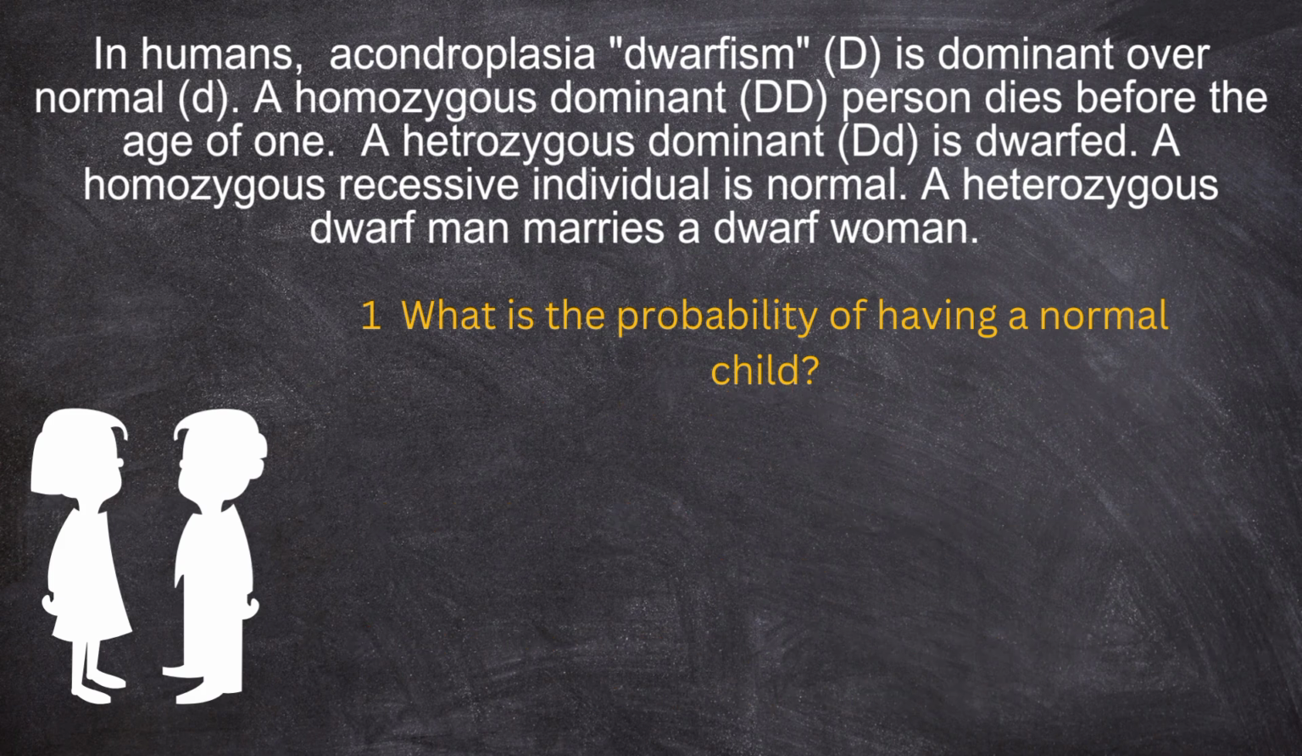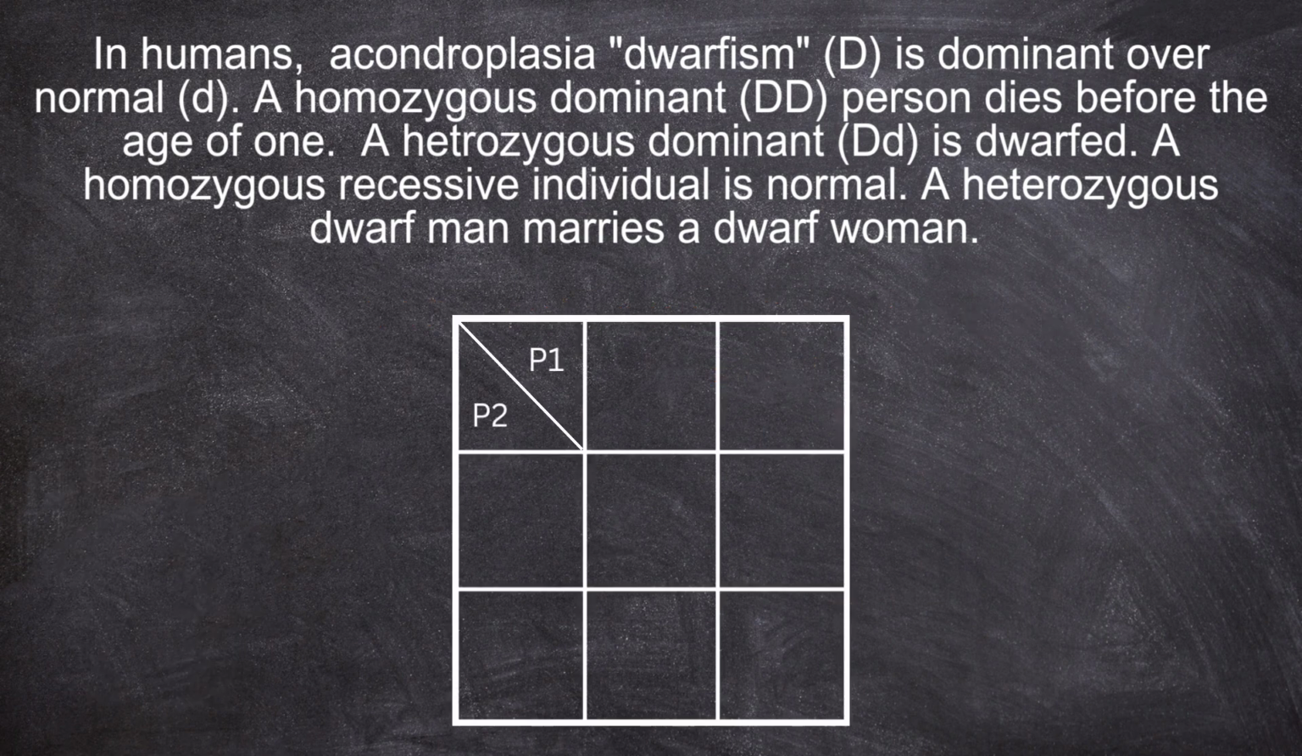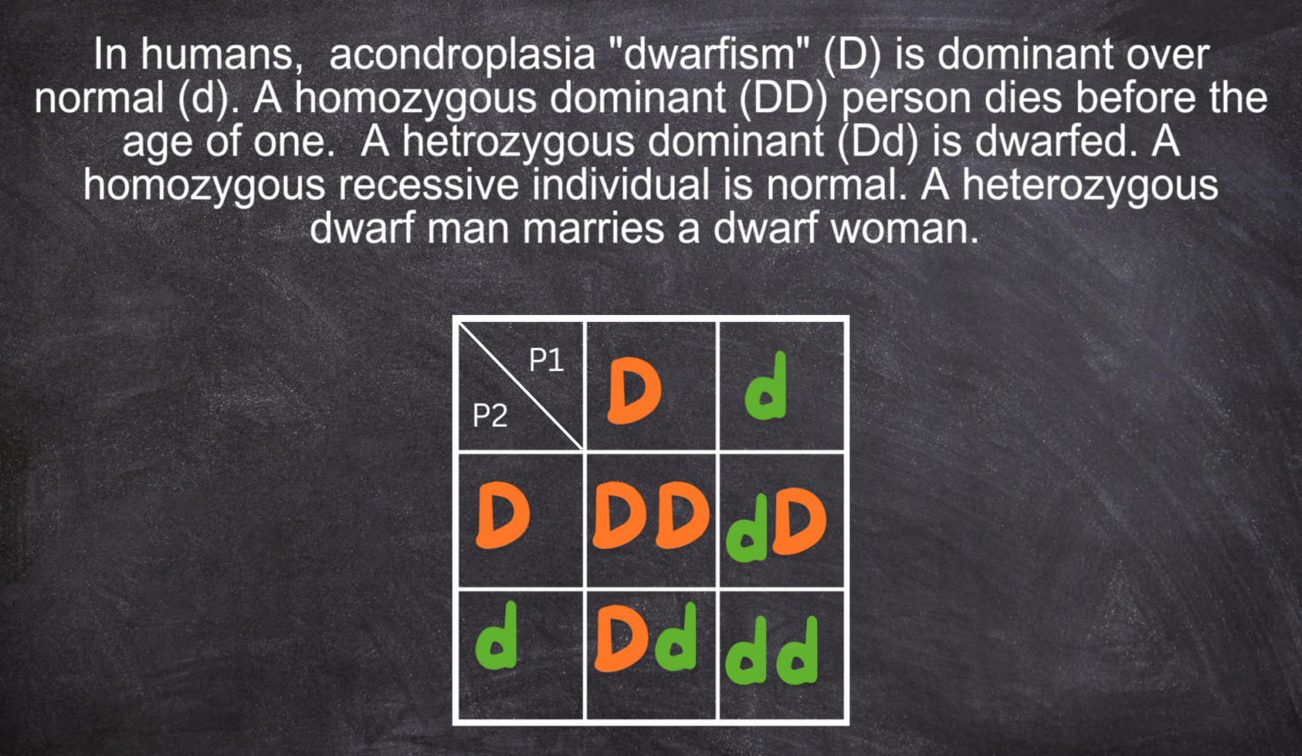Let us answer the first question. What is the probability of having a normal child? We will use the Punnett square to find this probability. By inputting the alleles for parent 1 and parent 2 and performing the cross, we can determine the result. The Punnett square reveals the genotypes of the 4 possible offspring.